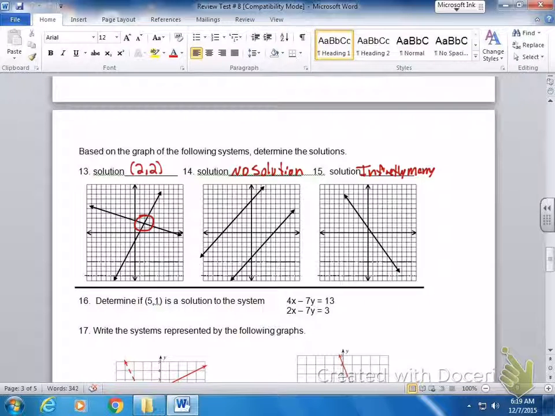Now, number 16 is a pretty quick and easy one as well. It says determine if (5, 1) is a solution to the system. Well, we have 5 as x and y is 1. So if we just plug those into these equations, if they work, then we have an answer. If they don't, then we don't. So 5 times 4 would be 20, minus 7, that would be 13. 2 times 5 is 10, minus 7 times 1 is 7. That would also be 3, so our answer on that one is yes. So plug them in and check them out.